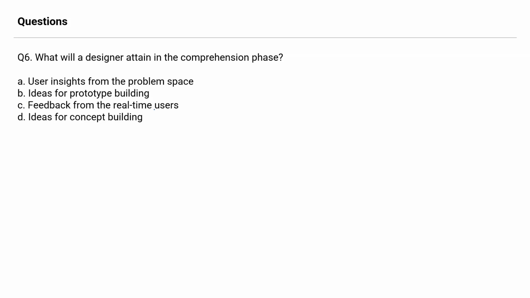Now let's come to our sixth question. What will a designer attain in the comprehension phase? Okay. So this is basically the third C, and in all there are seven C's or the seven concerns. The options are user insights from the problem space, ideas for prototype building, feedback from the real time users, and ideas for concept building.